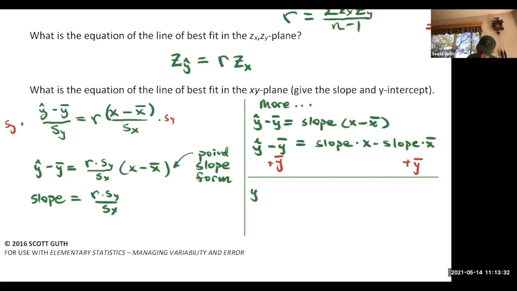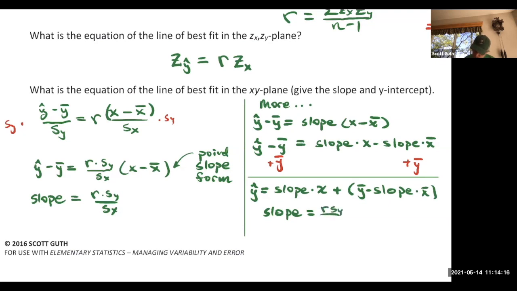Okay, so I'll have y hat equals the slope times x plus, in parentheses, y bar minus the slope times x bar. Okay, so again, the slope we've given. Now the slope I used, I think, a b for the slope. So the slope is b. I'll put that in later. The slope is r times sy over sx, and the y-intercept is y bar minus the slope times x bar.